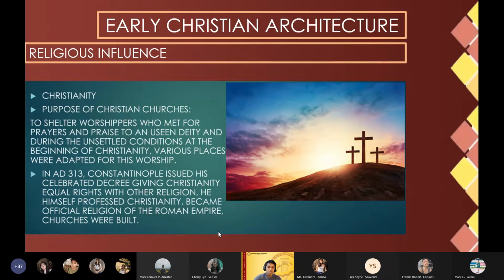So what is the purpose of Christian churches? Again, we're very familiar with this: to shelter worshippers who met for prayers and praise to an unseen deity. During the unsettled conditions at the beginning of Christianity, various places were adapted for this worship. Before Constantine, the worship or the shelter for worshippers was not that well defined.